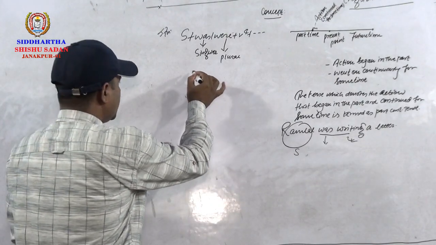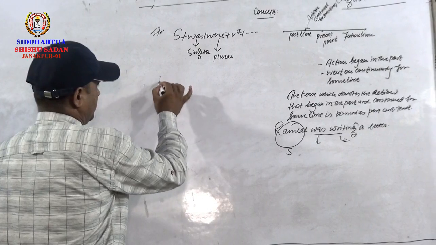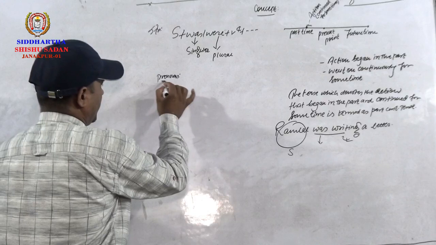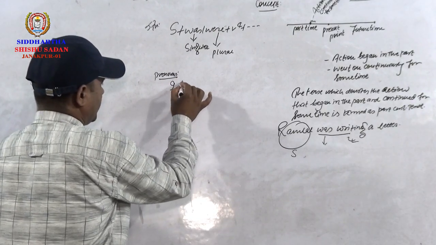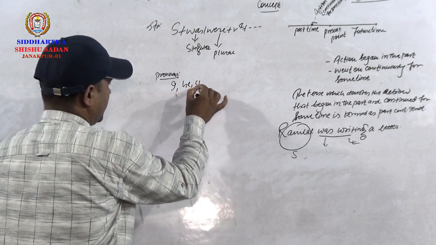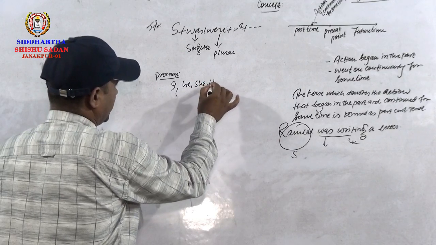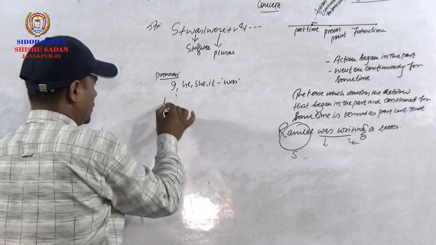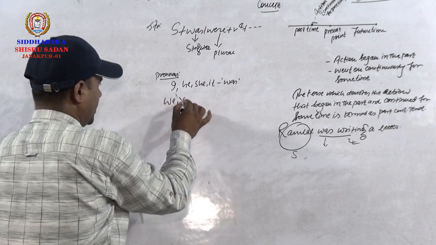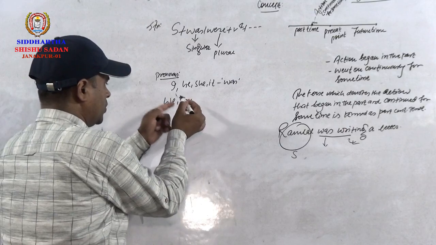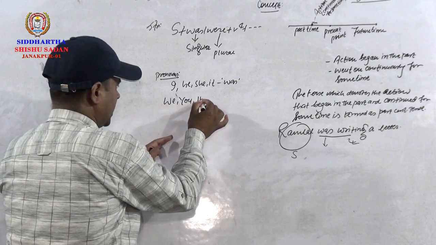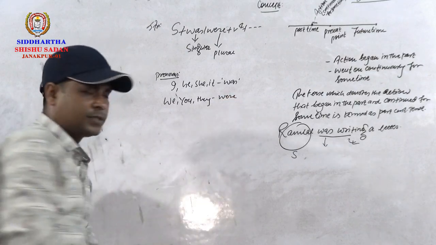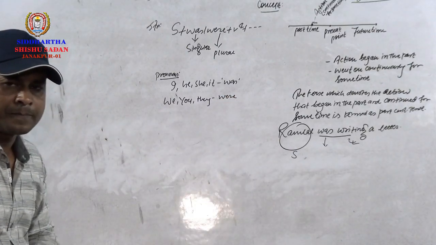Among the pronouns, with I, he, she, it we use was, whereas with we, you, and they, whether singular or plural, doesn't matter, we use were. That's the structure, dear students.